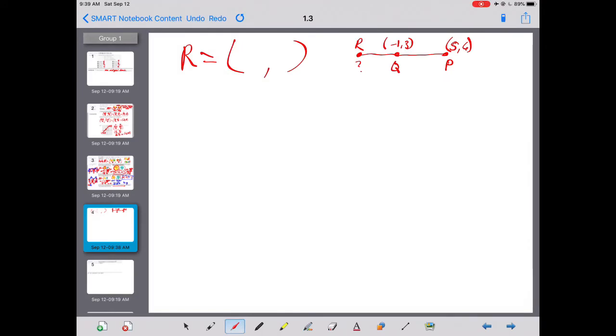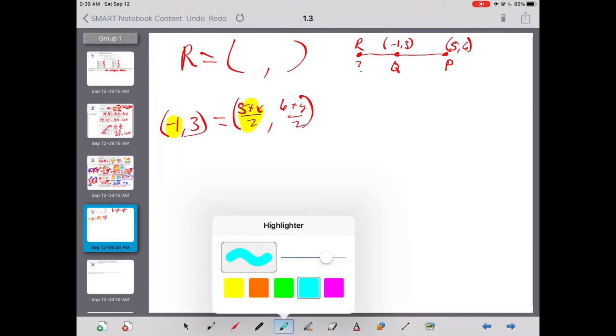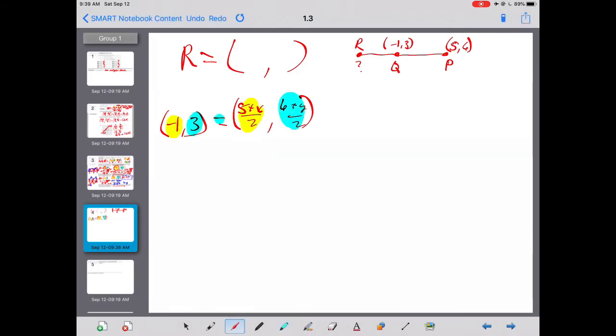Okay. Well, negative 1 comma 3 has got to be equal to 5 plus x over 2 and 6 plus y over 2. So then we match them up, right? X to x, y to y. Make your equations. So negative 1 equals 5 plus x over 2. Multiply by 2. Negative 2 equals 5 plus x. Get rid of your 5. Negative 7 is the x, so negative 7.